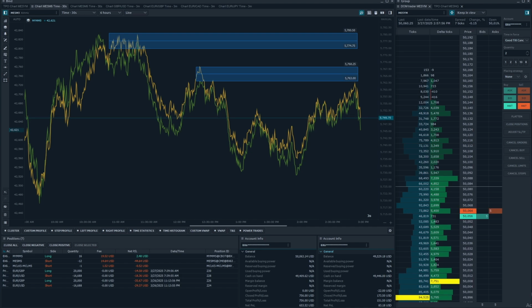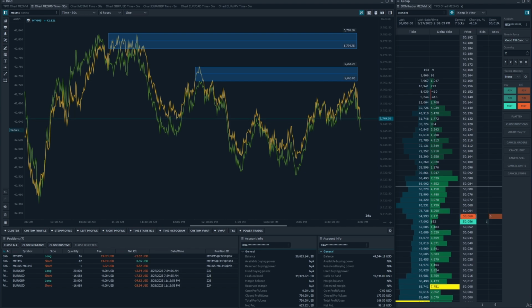Alrighty, so I'm just going to give an update. I'm in the markets live right now. Yesterday was kind of a bad day. I took a pretty big hit. As you can see, I was cash on hand 49,400, but I got this account back up to over 50,000. So my net P&L is $653.